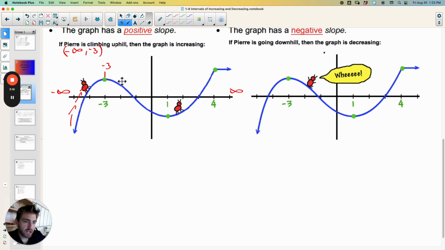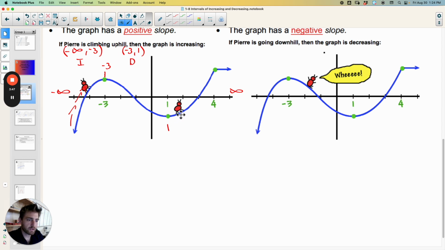Now, once he gets to the top and he starts working his way back down, it looks like Pierre is decreasing until he gets to 1 right here. So I'm going to label this with an I for increasing, and then I'll label this one with a D for decreasing. So it looks like he's decreasing from negative 3 until he gets to 1, non-inclusive, from negative 3 to 1. So we'll say he's decreasing.